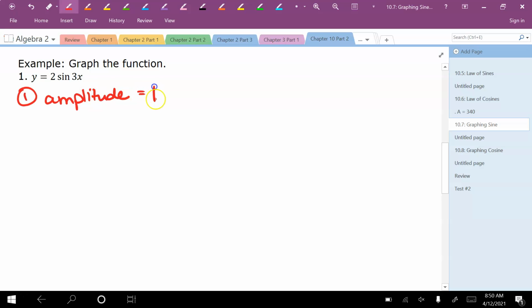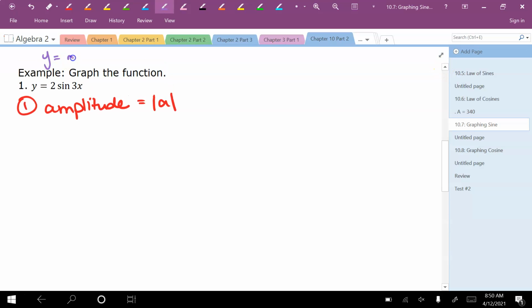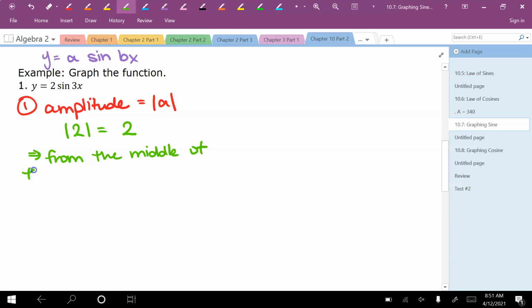which I said is the absolute value of a. Remember, your functions are written in this form: a sine of bx. So a is going to be that 2. The absolute value of 2 is just 2. So like I said, this tells us that you're going to go from the middle of the graph, up and down 2.